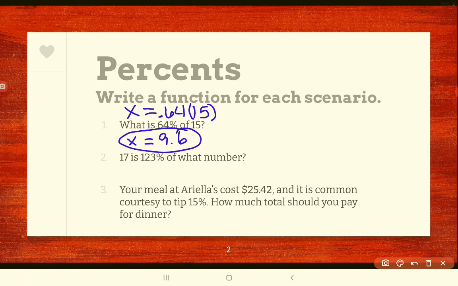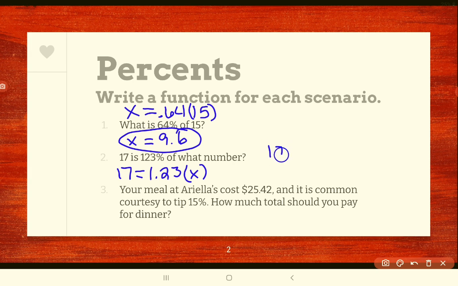Question 2 looks like a similar question, but it's kind of written in a different order. This time 17 comes first instead of what. So 17 is, so is means equals, 123%. How do I write that as a decimal? Well, I put two numbers after the decimal. So the 2 and the 3 come after the decimal, the 1 comes in front of it. Of means multiply, so I put parentheses. What number? So if I see the phrase like what or what number, that means I'm looking for something, and something that I'm looking for, I usually call x. So there's my equation.